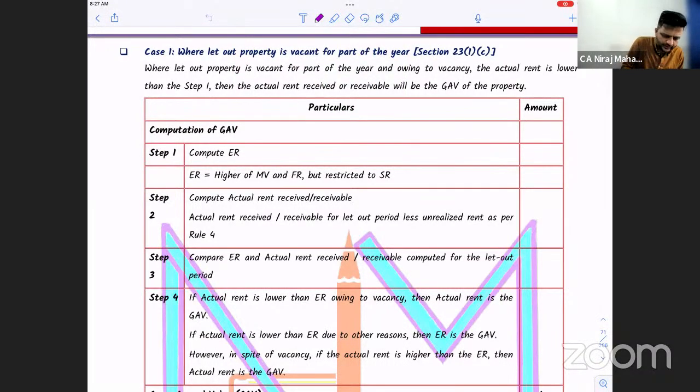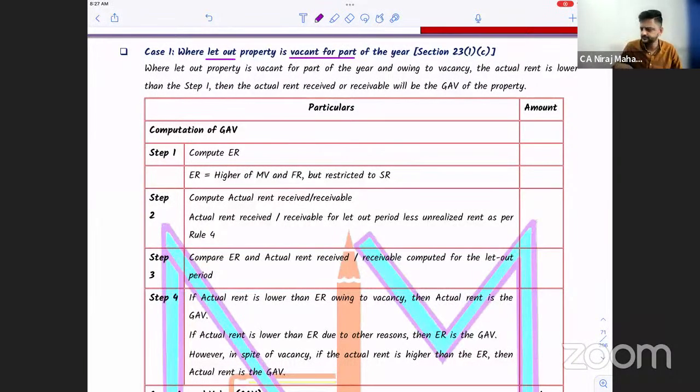Now look at the concept. Let out property. Let out means, as I had told you, there is a tenant. The owner is actually earning rent income. At least he's earning. That means it is accruing. Where the let out property is vacant for a part of the year. Now, what do you mean by vacancy or vacant?